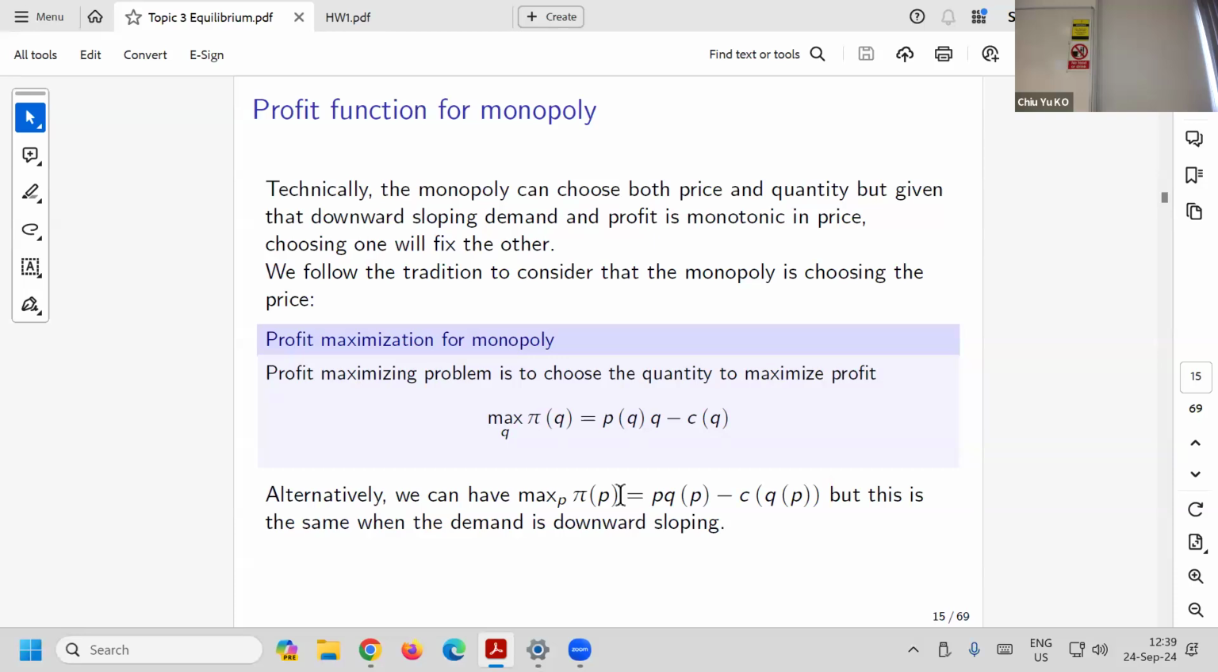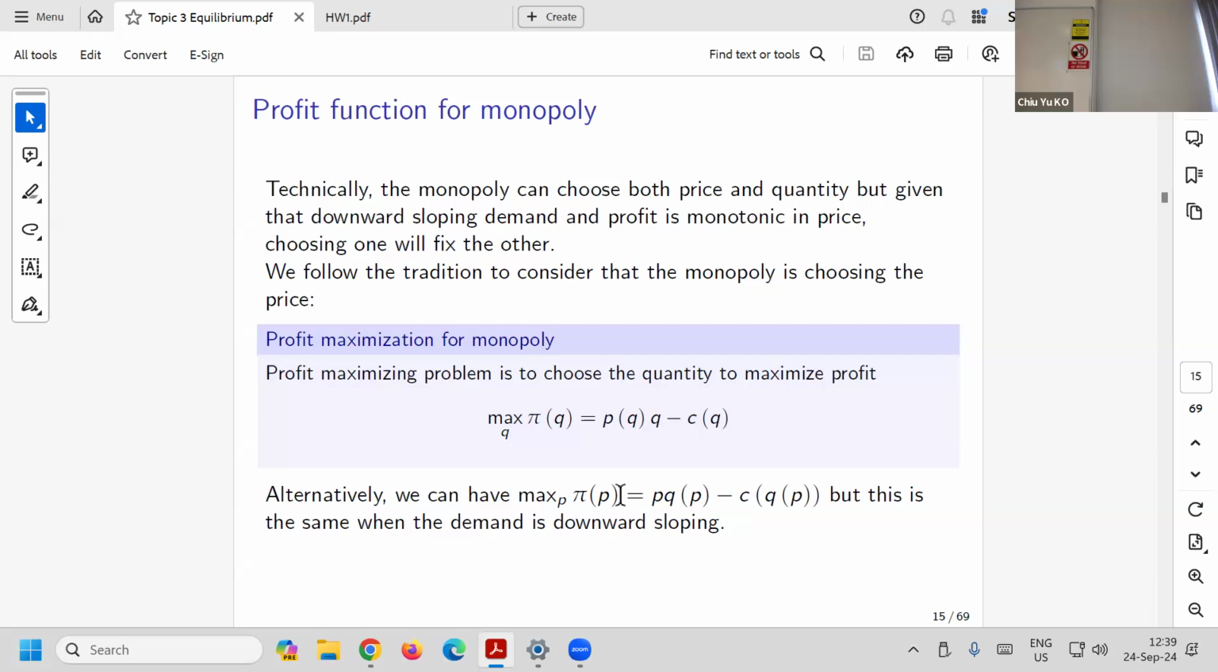And you can do this: choose the price which maximizes this profit, right? It's also the same whether you focus on the inverse demand or use the demand function, because P of Q is the inverse demand. Either way we do it, it doesn't really matter which one you use. You should see the same result.